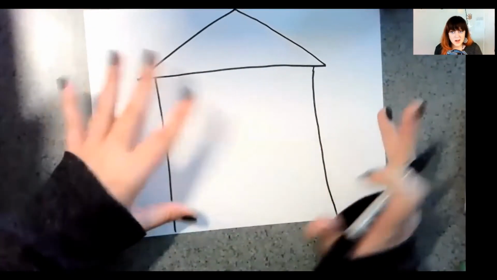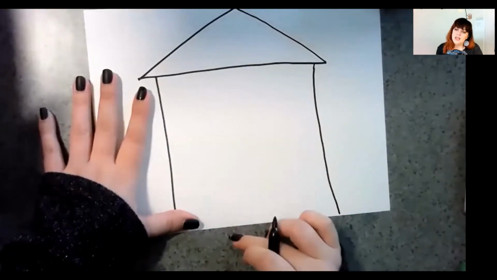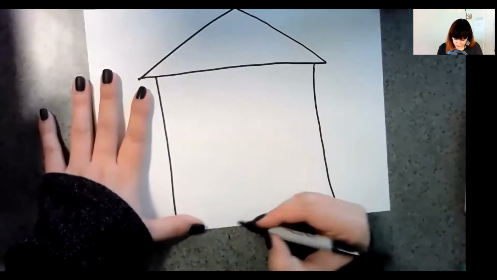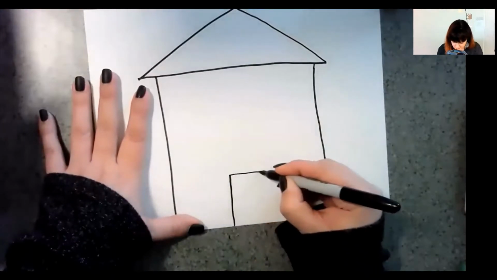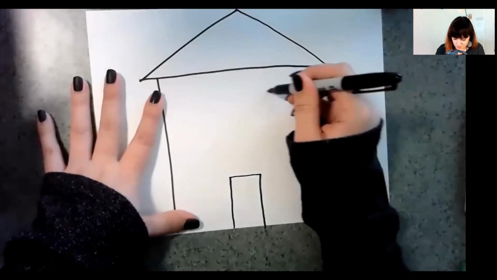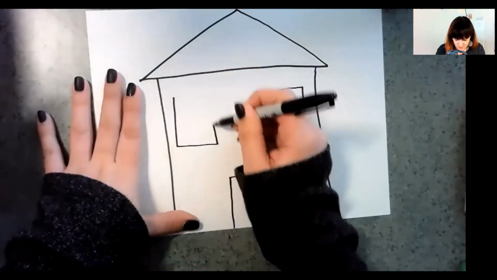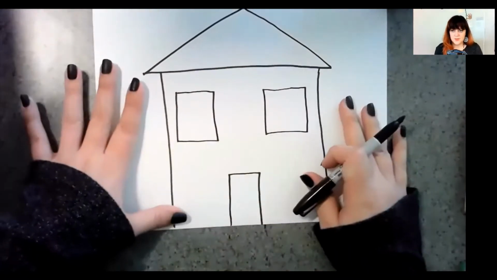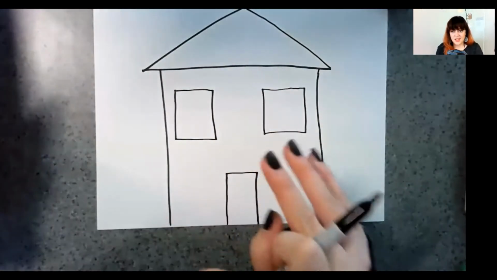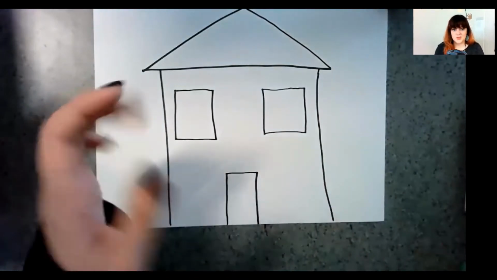And that's all you need to get started. If you want it to be more complicated, you can. Now we need to make a door so people can get in. You need to do a little rectangle for your door right at the bottom. And you might want to add some windows. So I will do 2 squares for 2 windows. And that's all I'm going to do to get started. And I'm going to start to make some cuts in my paper to get doors and windows that open.